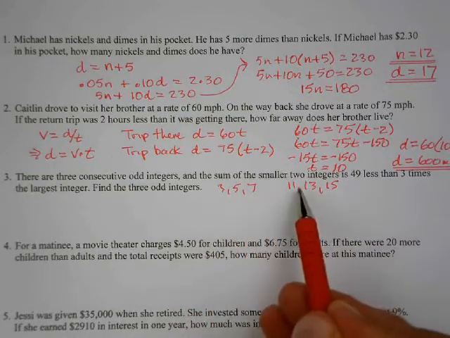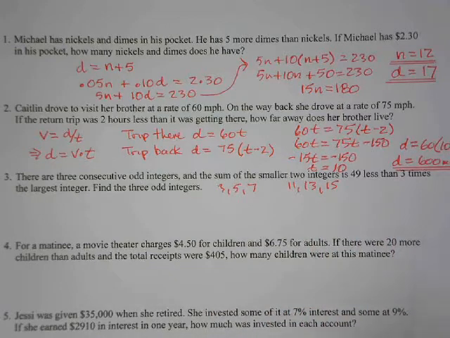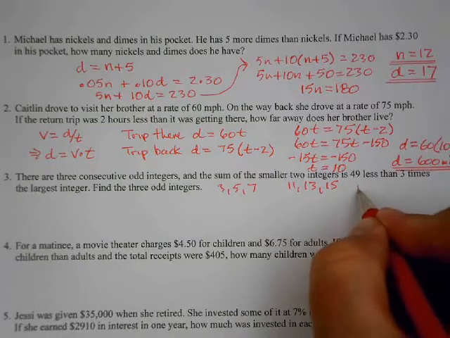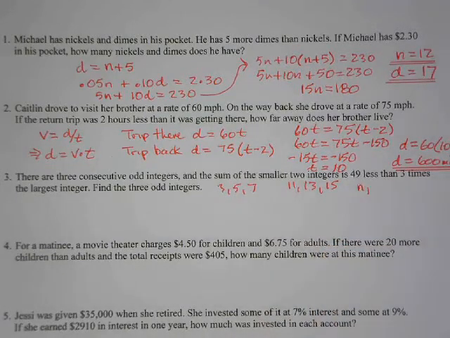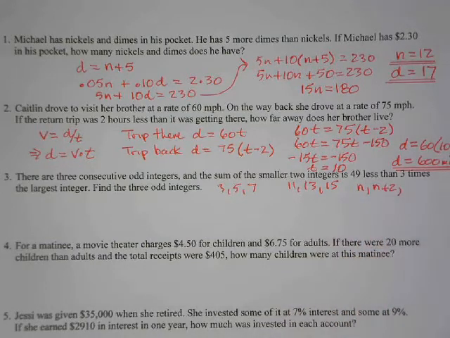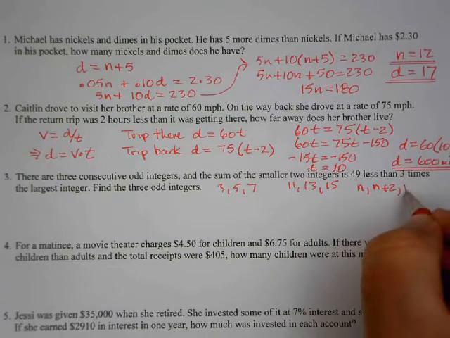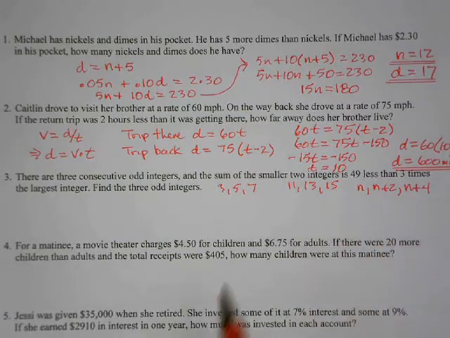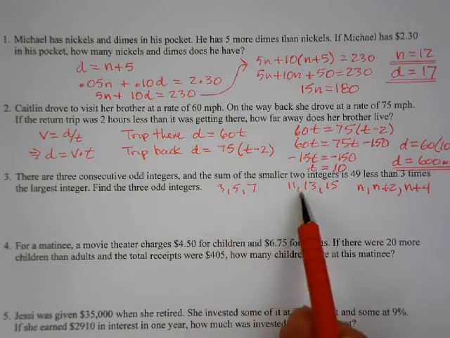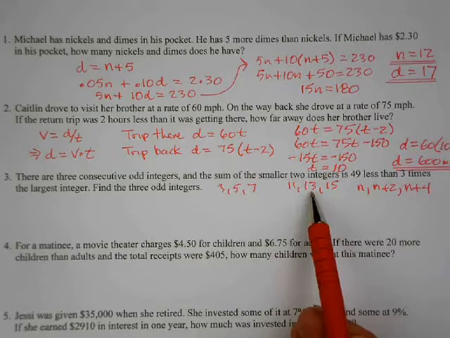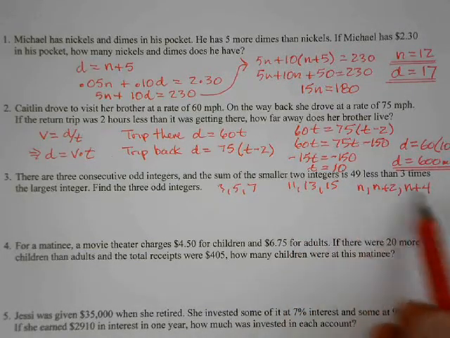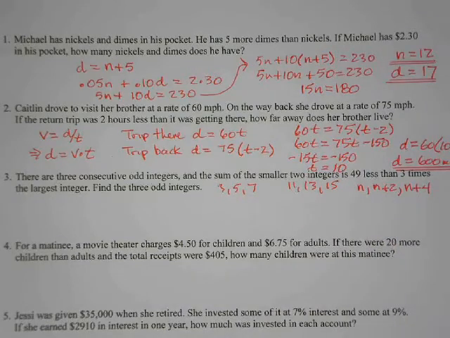So I can generalize and say, my first odd number is going to be n. My second odd number is going to be n plus 2. And my third odd number is going to be n plus 4. So 3 plus 2 gives me the 5. 3 plus 4 gives me the 7. 11 plus 2 gives me the 13. And 11 plus 4 gives me the 15. So I have this way to represent 3 consecutive odd integers.